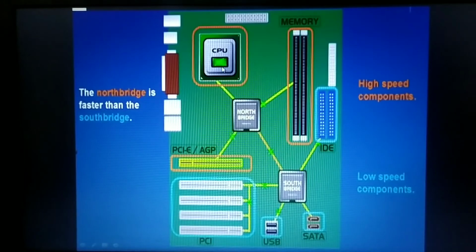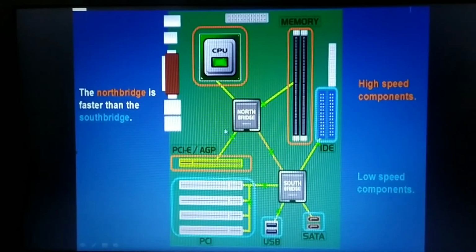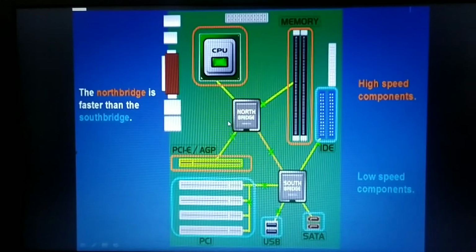Why do we call the CPU, memory and the PCI and AGP high speed components? Because they are extensively used by the computer for computation purposes. Hence they are called high speed components, whereas the South Bridge handles the low speed components like USB, that is Universal Serial Bus, wherever you plug in your pen drive, mouse or keyboard. Then the SATA connectors, and the lower components like PCI or IDE. So the South Bridge handles the data transfer between the lower components.